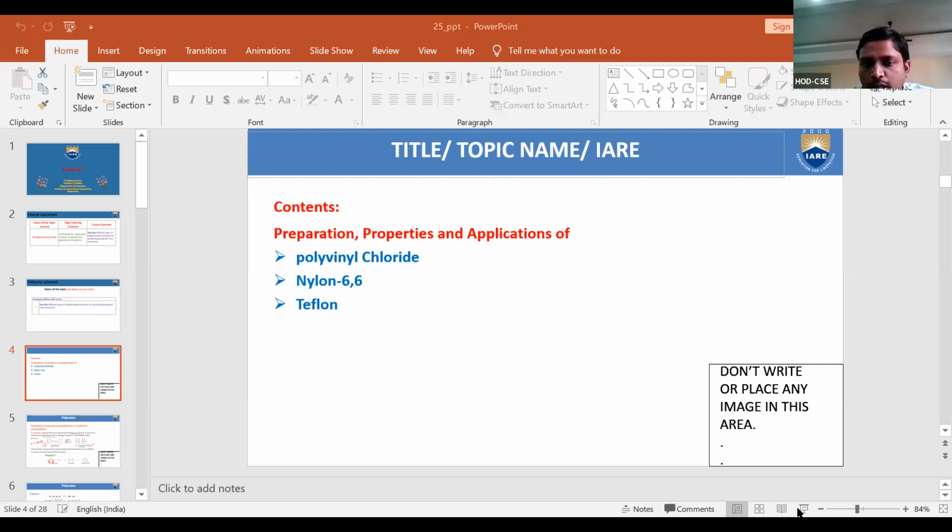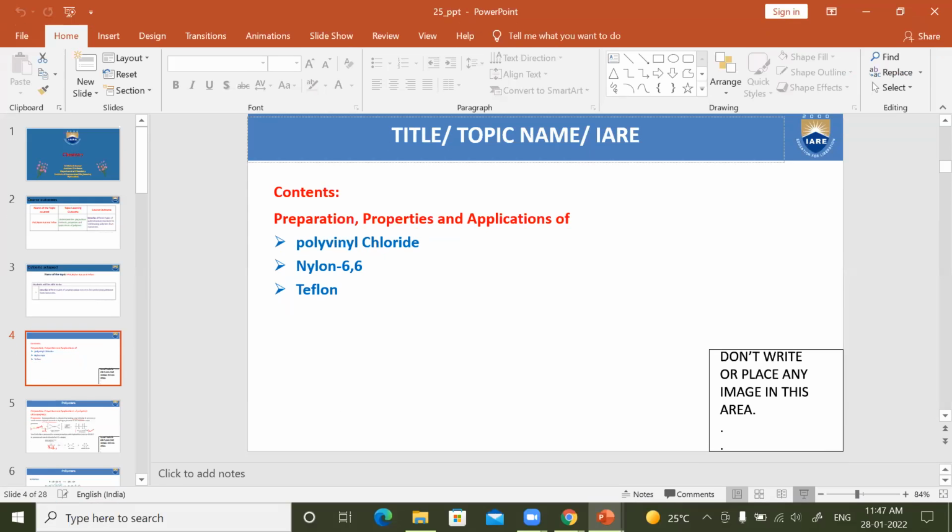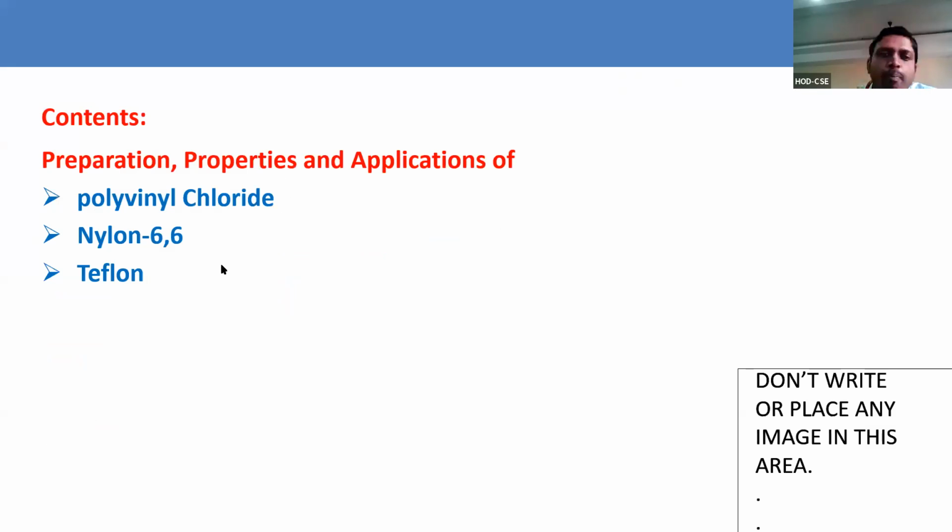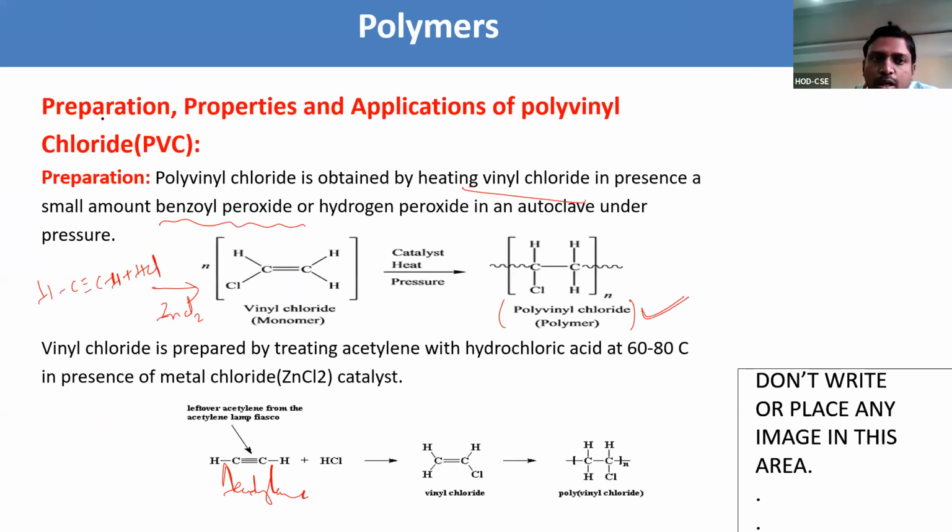Next we have the preparation, properties, and applications of PVC (polyvinyl chloride), nylon 66, Teflon, and bakelite. How to prepare them, and what are the properties and applications of these polymers. Now coming to the first polymer, PVC, polyvinyl chloride. We are going to see the preparation of polyvinyl chloride.